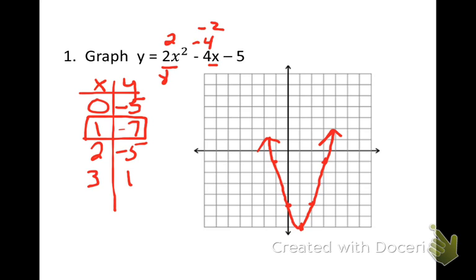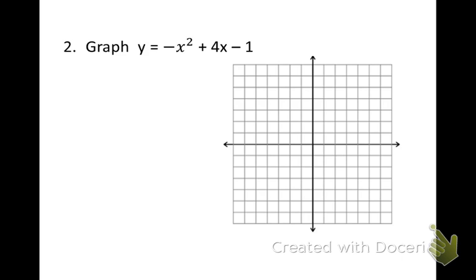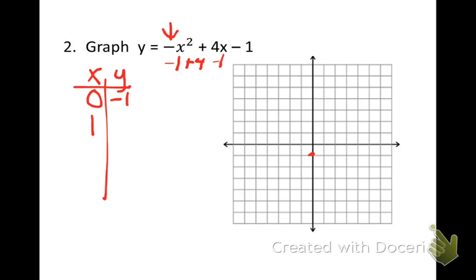All right. Let's try another one. We should notice right away that this one is going to open downward because it's got the negative sign there. So when we make our XY table, we put in a 0, we're going to get -1. So 0, -1. If we put a 1 in, 1 squared is 1, but then we have the negative sign because it wasn't in parentheses, so this gives you -1 plus 4 minus 1. So -1 plus 4 is 3, 3 minus 1 is 2. So 1, 2.